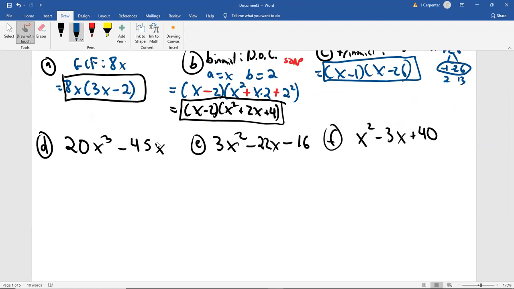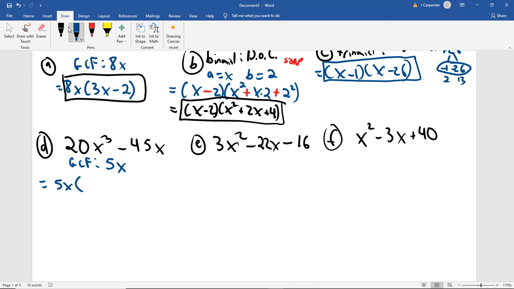20x cubed minus 45x. You might come out of the gate and say it's a binomial, which it is. Before you do that, you should notice that there was a GCF for this one. Between 20 and 45, you can knock out a 5. And between x cubed and x, you can take out a single x. All right. So what do we do? We write the GCF first.